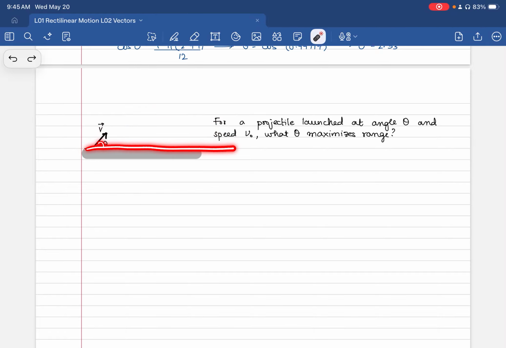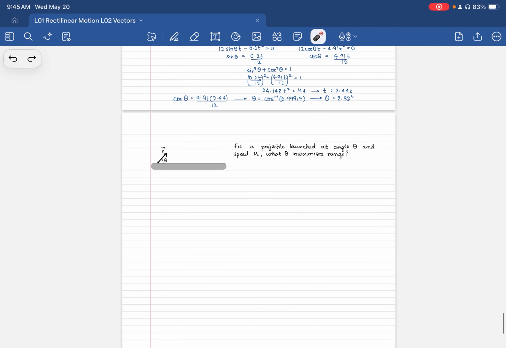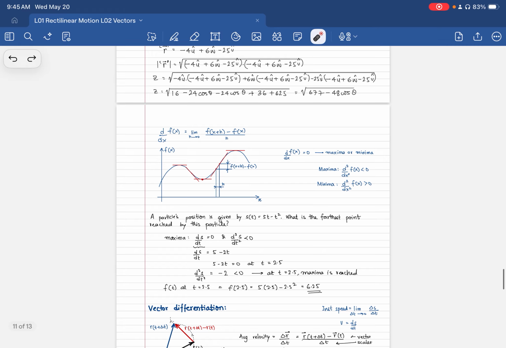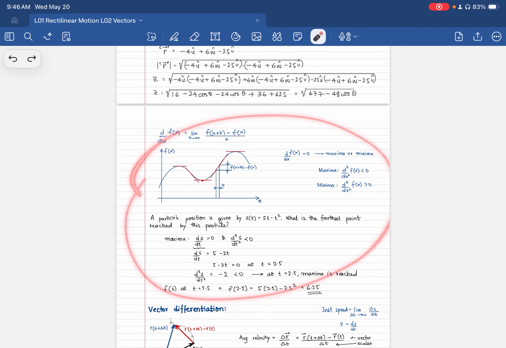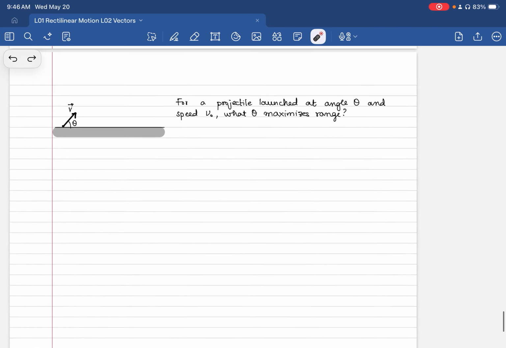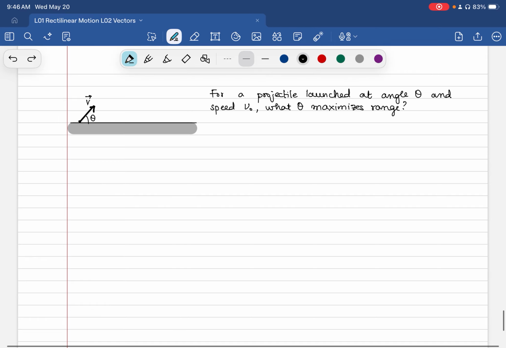So range is essentially from this point at what position will it reach. So you want to find first an expression for range, and then you want to find theta that maximizes it. So you're going to apply what we just discussed over here again, now with the context of maximizing range using theta. Okay, pause the video and try again.